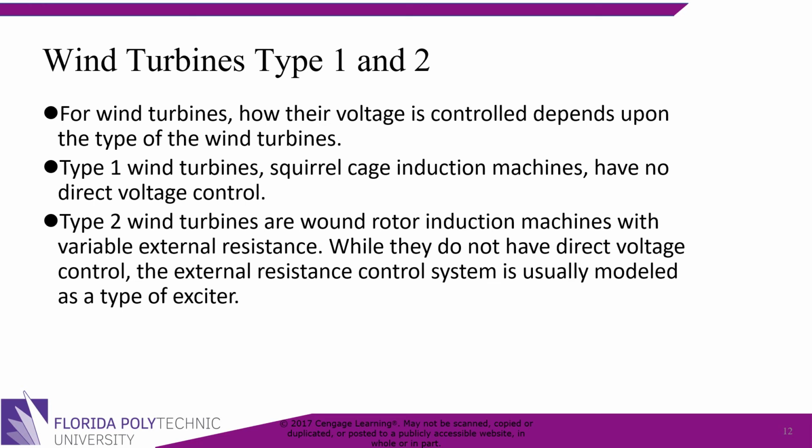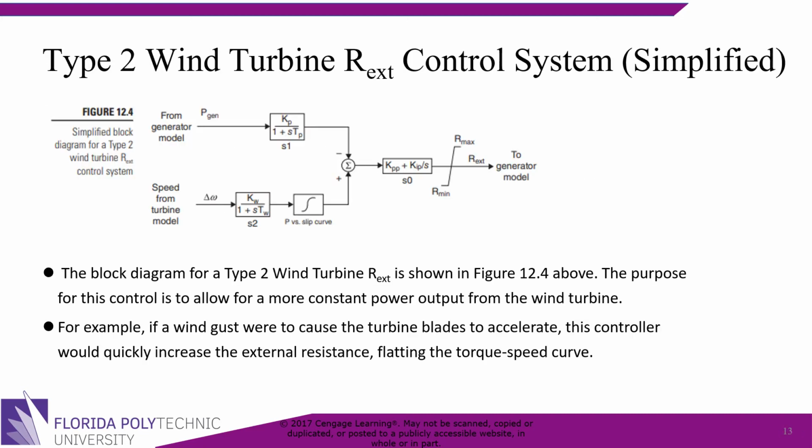For wind turbines, how their voltage is controlled depends upon the type of the wind turbines. Type 1 wind turbines, squirrel cage induction machines, have no direct voltage control. Type 2 wind turbines are wound rotor induction machines with variable external resistance. While they do not have direct voltage control, the external resistance control system is usually modeled as a Type 2 wind turbine REXT control system. The block diagram for it is shown in figure 12.4 above.